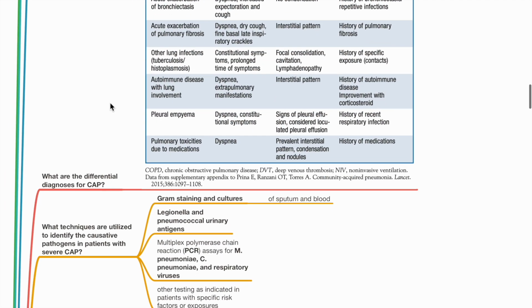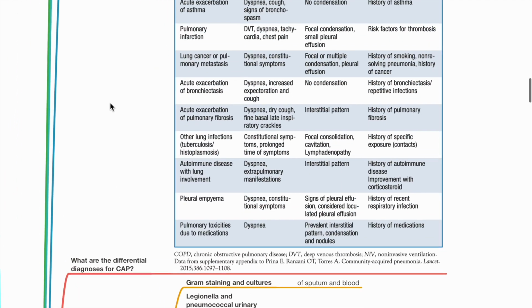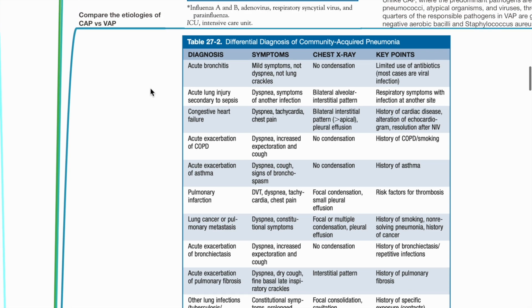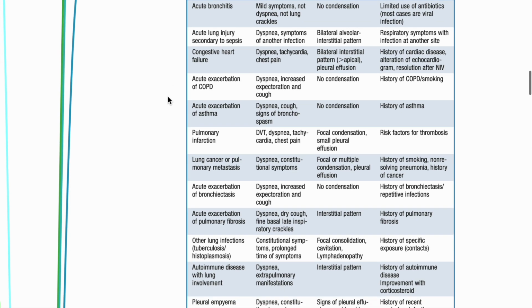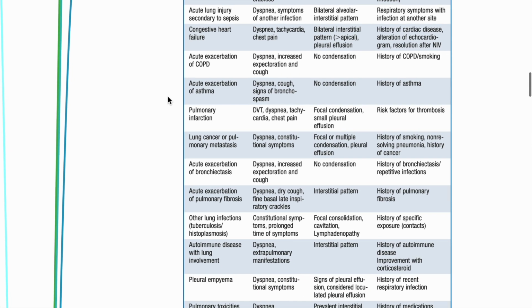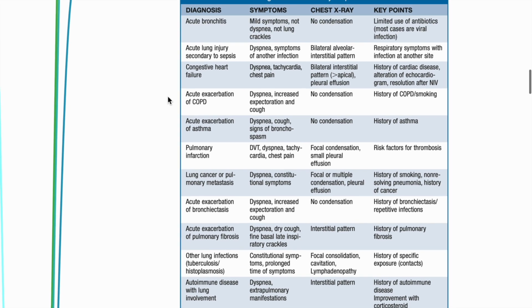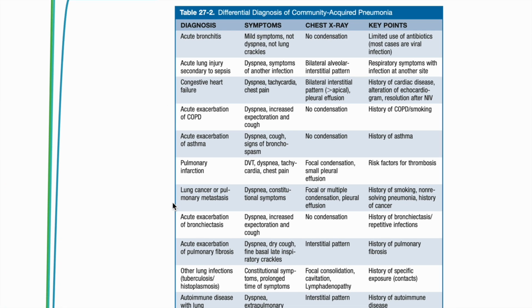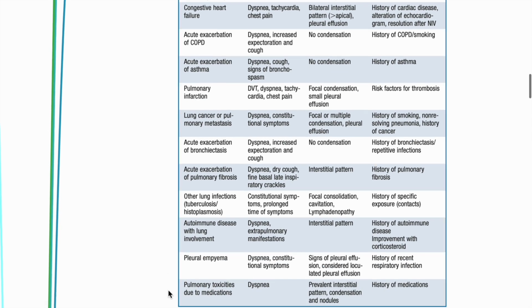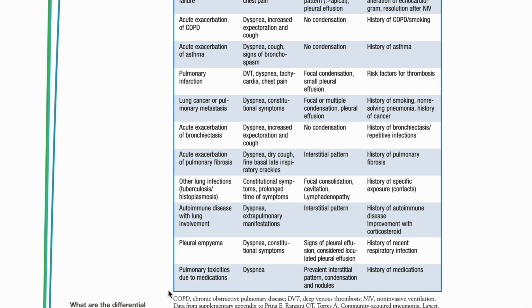What are the differential diagnoses of CAP? This includes acute bronchitis, acute lung injury due to sepsis, congestive heart failure, acute exacerbation of COPD, acute exacerbation of asthma, pulmonary infarction, lung cancer or pulmonary metastasis, acute exacerbation of bronchiectasis, acute exacerbation of pulmonary fibrosis, other lung infections such as tuberculosis or histoplasmosis, autoimmune disease with lung involvement, pleural empyema, and pulmonary toxicities due to medications.